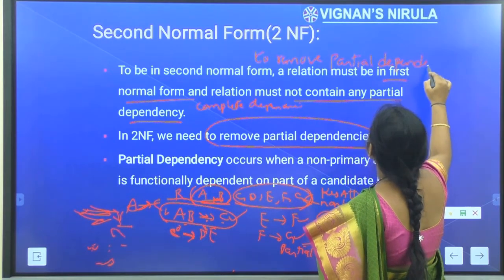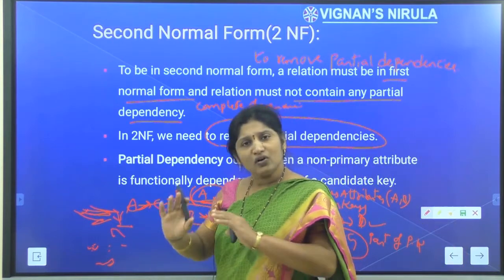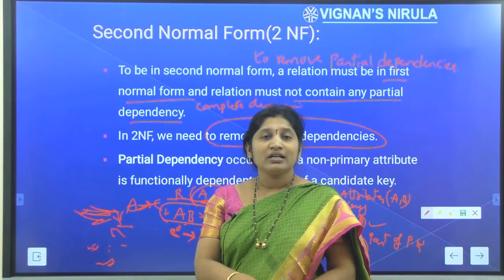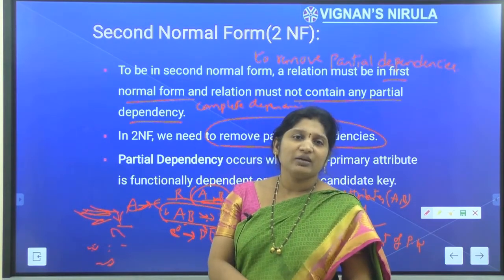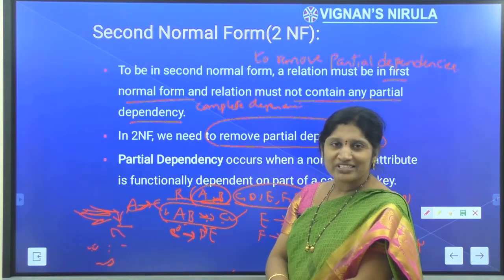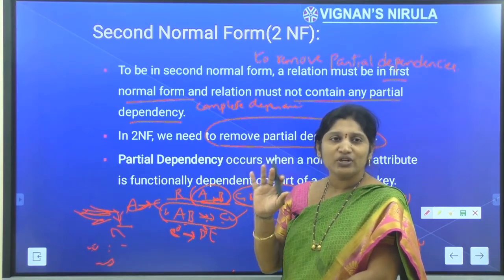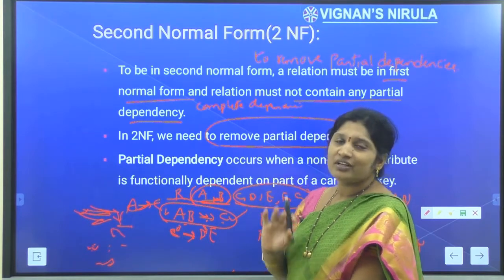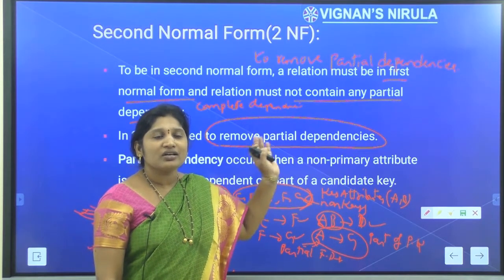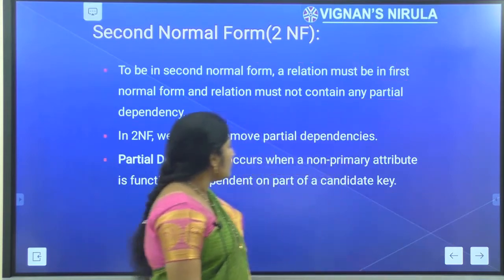Partial dependencies. Okay? It says that if any non-key to key relationships are there, the entire non-key should depend on the complete primary key, but not on part of the primary key. That is the aim of 2NF. The rule for 2NF is: a relation is said to be in 2NF if and only if it is in 1NF, and each and every FD is a complete FD, or there exist no partial dependencies in your table.